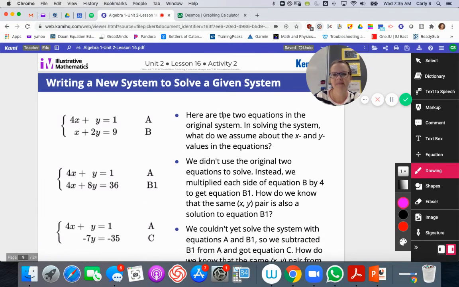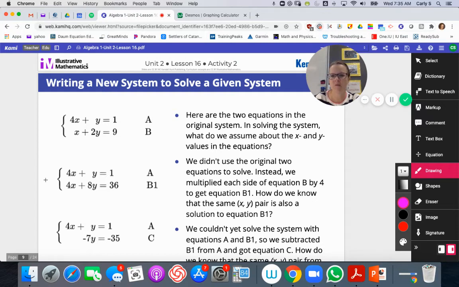All right, so writing a new system to solve a given system. I think we're going to pause on this. Well, let's do it. So here are 2 equations in the original system. In solving the system, what do we assume about the x and y values in the equations? They're variables. That's what I assume.